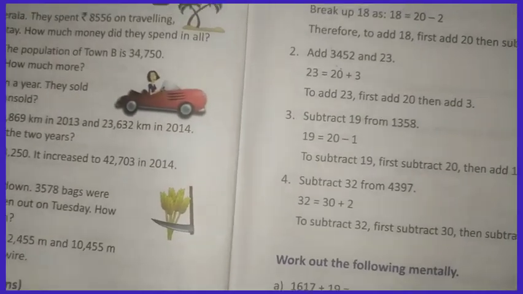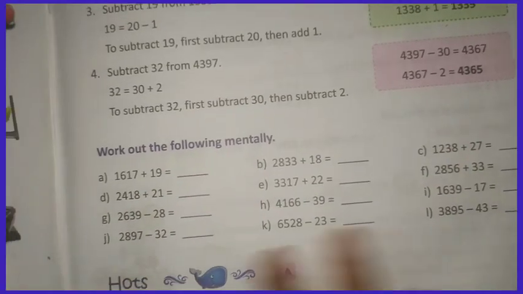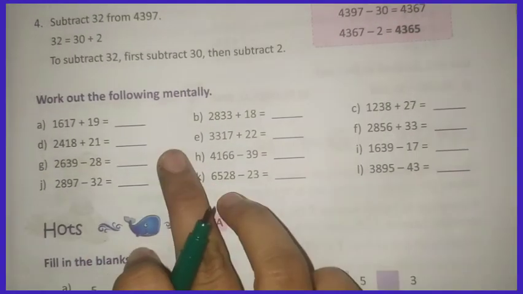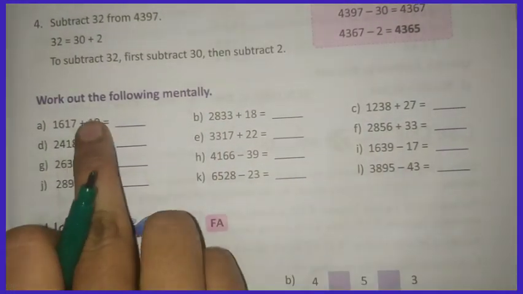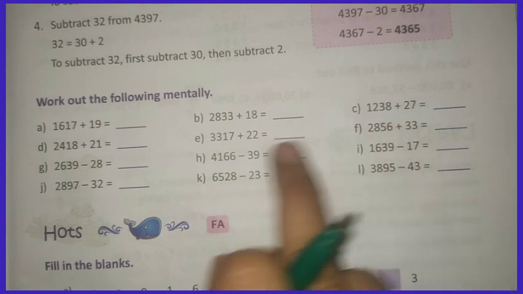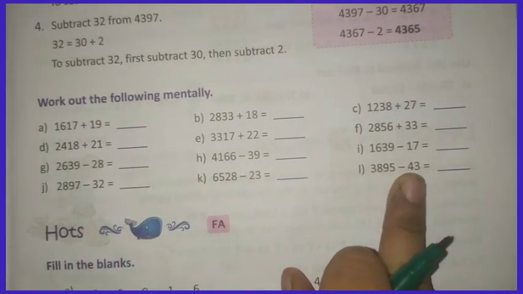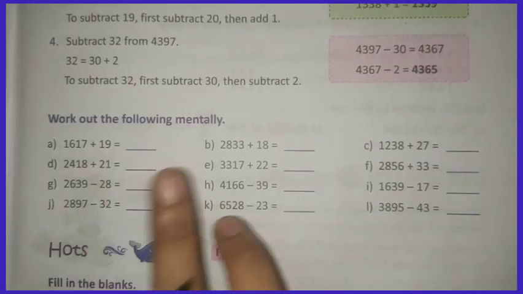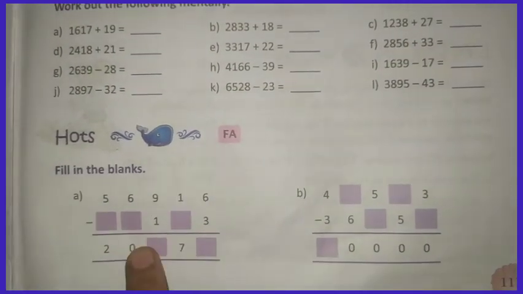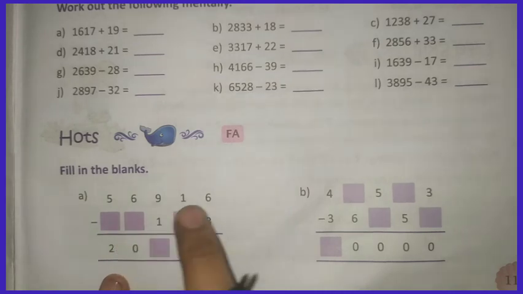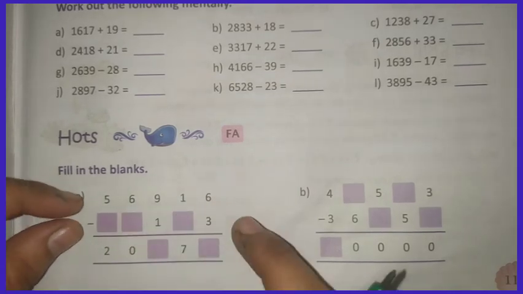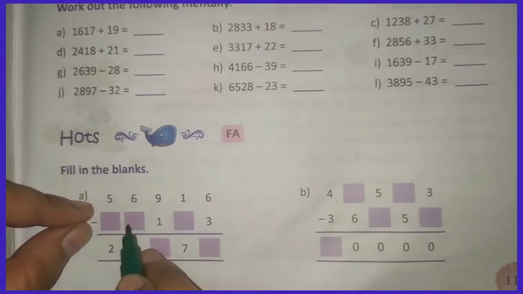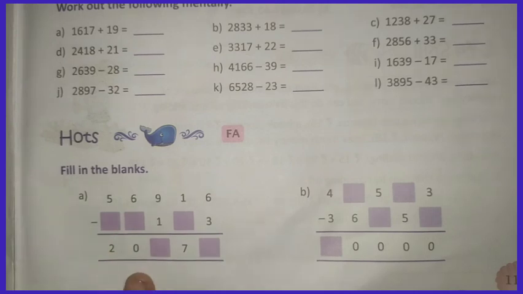Look, in the textbook, page number 111, here work out the following mentally, in that same process only. The first 6 are additions and the next ones are subtractions. You have to do it in this process only, okay. And look at the next bit. Here some fill in the blanks are given. Look, some empty boxes are given, we have to fill those boxes, okay.